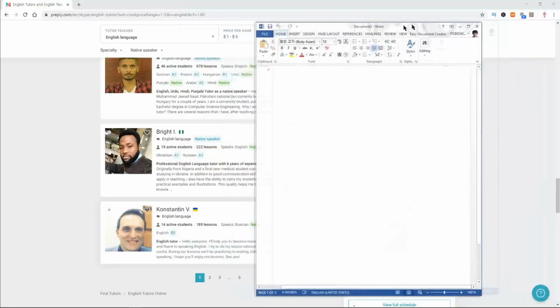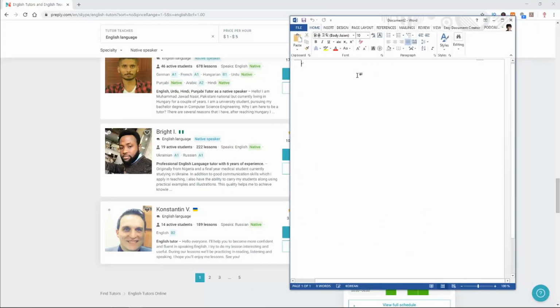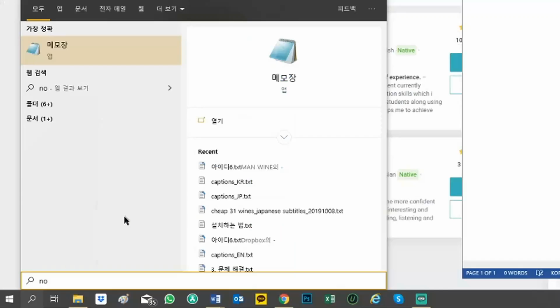Then you need a space to write something down. I normally use MS Word. Don't use Notepad on your computer, because sometimes if you use a special character, then the notepad doesn't show the special character and the characters get broken. So I never use a notepad.